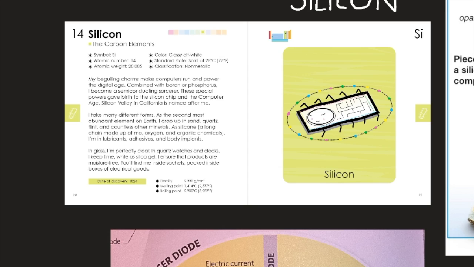The date of discovery of silicon is 1824. Its density is 2.330 grams per centimeter cubed. Its melting point is 1,414 degrees Celsius or 2,577 degrees Fahrenheit. Its boiling point is 2,900 degrees Celsius or 5,225 degrees Fahrenheit.